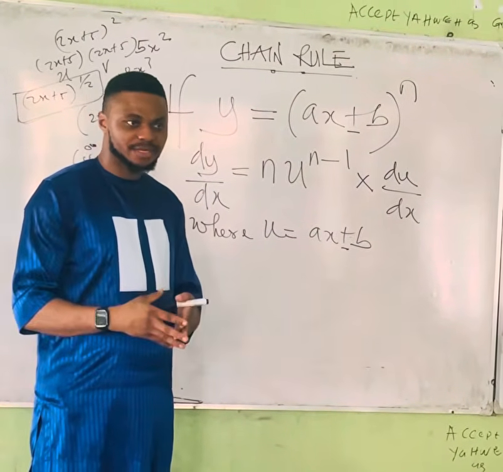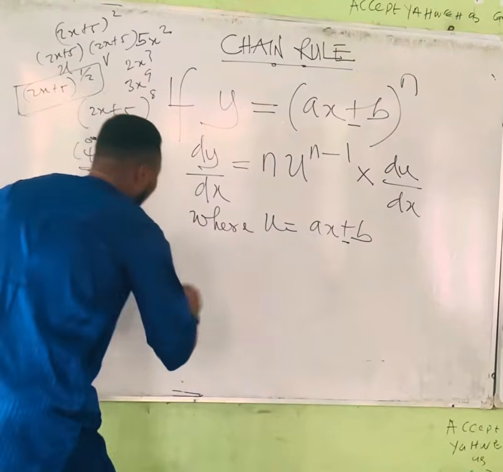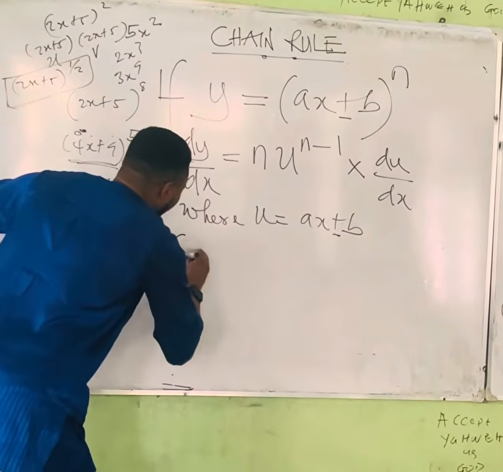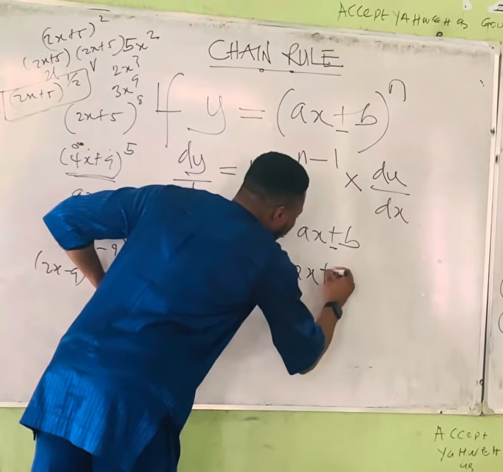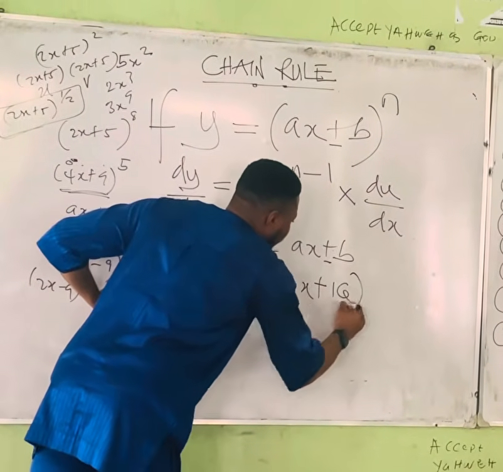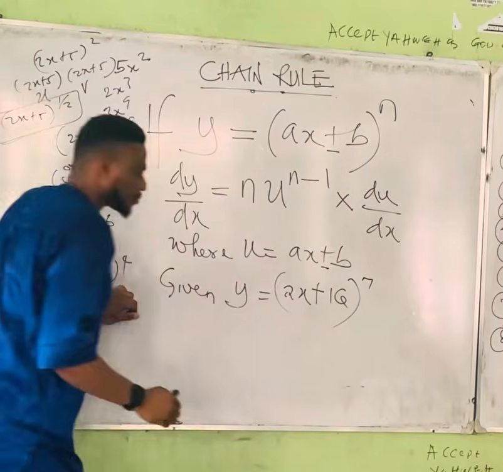Are we ready? Now look at this. Now let's look at an example. Given y equal to (2x plus 16) raised to power 7.